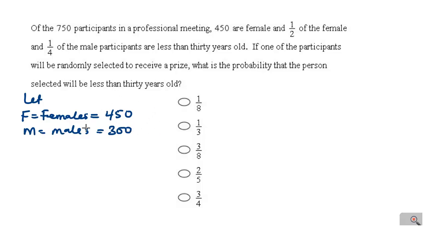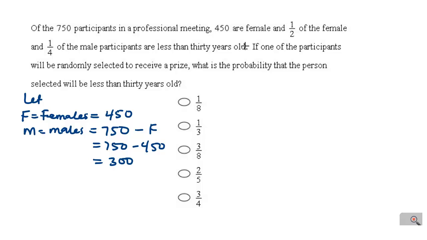Let me put it this way. The males, M, will be the total number of participants minus the females. That will be 750 minus 450, and that will give us 300. So there are 300 males and 450 females, which gives 750.